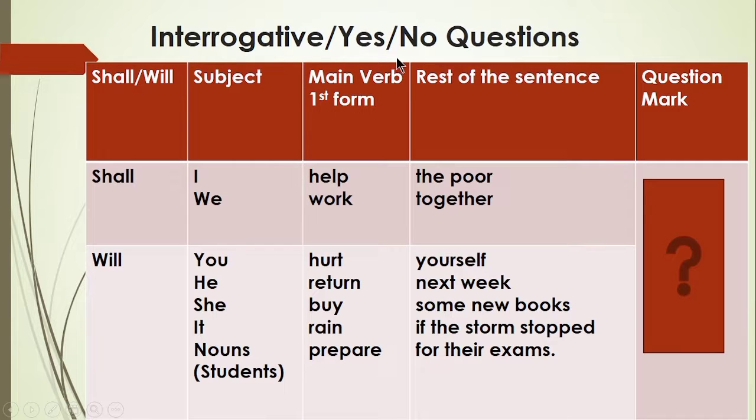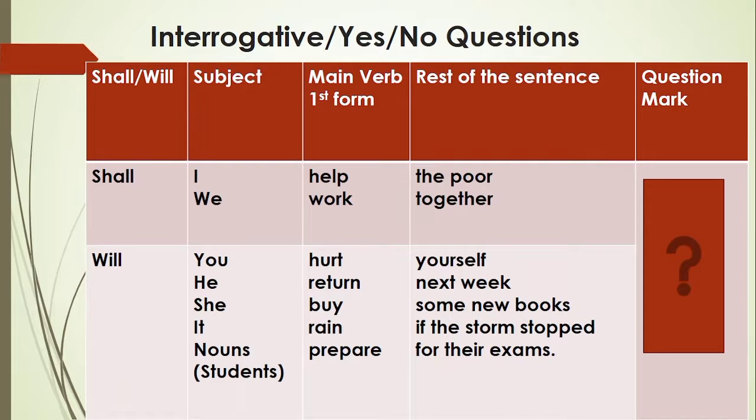For interrogative yes-no questions, we bring the helping verbs shall and will to the start of the sentence, then the subject, then the main verb first form, and then the rest of the sentence, finally the question mark. For example, shall we help the poor, or shall we work together, or will you hurt yourself, or will he return next week, or will she buy some new books, will it rain if the storm stopped. This way we ask yes-no questions.